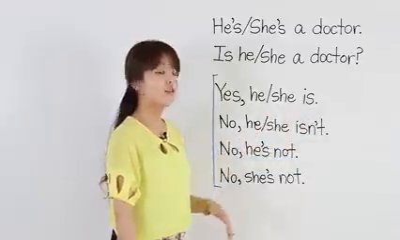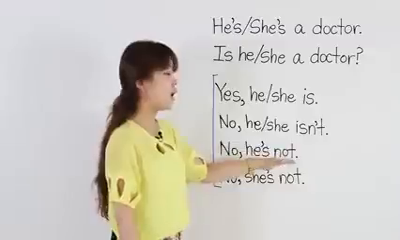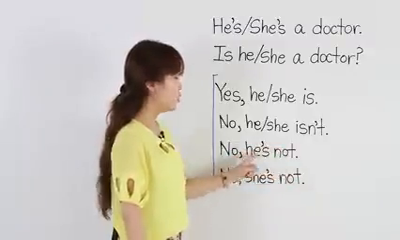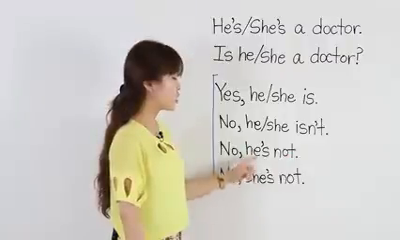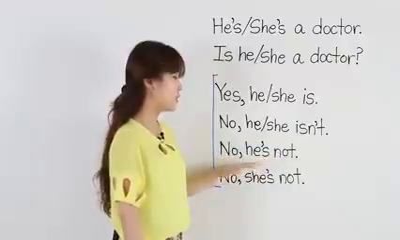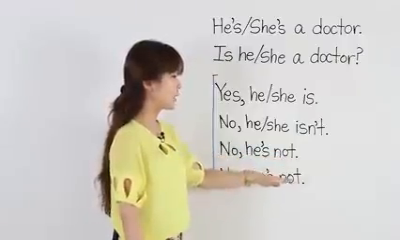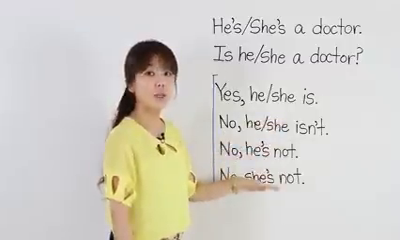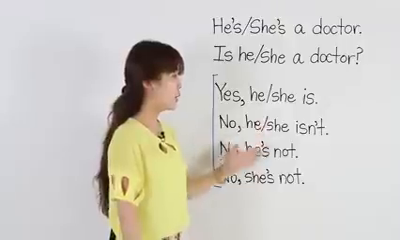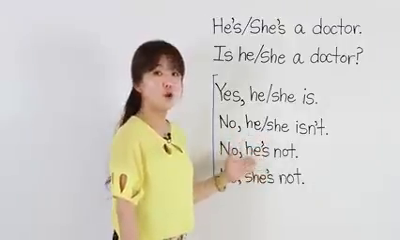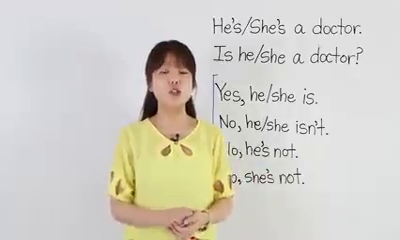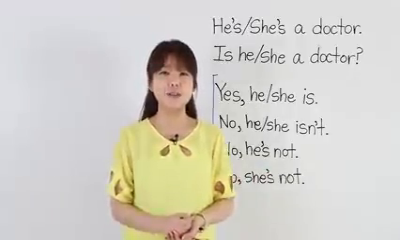Another answer you can give is no, he's not. Or no, she's not. You already know this is a contraction for he is and she is. So no, he's not. No, she's not. These are both common and they're both okay to use. So remember, we can give two different answers for no. All right, now we're going to look at some more examples. Please make sure you repeat after each example.